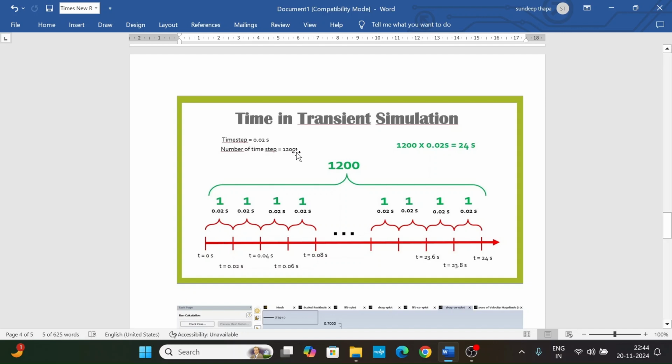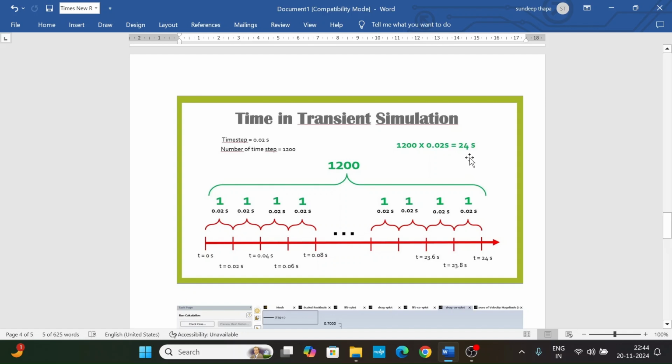Here the number of time steps is 1200. So 1200 intervals: 0, 1, 2, 3, like that up to 1200. If you multiply the time step of 0.02 seconds by the number of time steps, 1200, you will get 24 seconds. That is the flow time, the number of seconds you are simulating your system for.